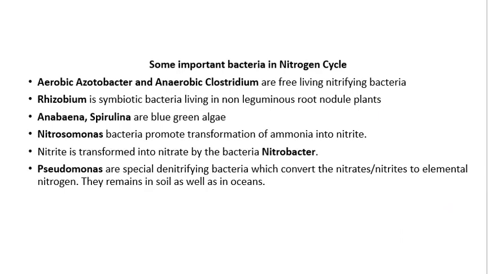Aerobic Azotobacter and anaerobic Clostridium are free-living nitrogen-fixing bacteria. Rhizobium is a symbiotic bacterium living in the root nodules of leguminous plants. Anabaena and Spirulina are blue-green algae. Nitrosomonas bacteria promote transformation of ammonia into nitrite. Nitrite is transformed into nitrate by the bacteria Nitrobacter. And lastly, Pseudomonas are special denitrifying bacteria which convert the nitrates or nitrites to elemental nitrogen. They remain in soil as well as in oceans.